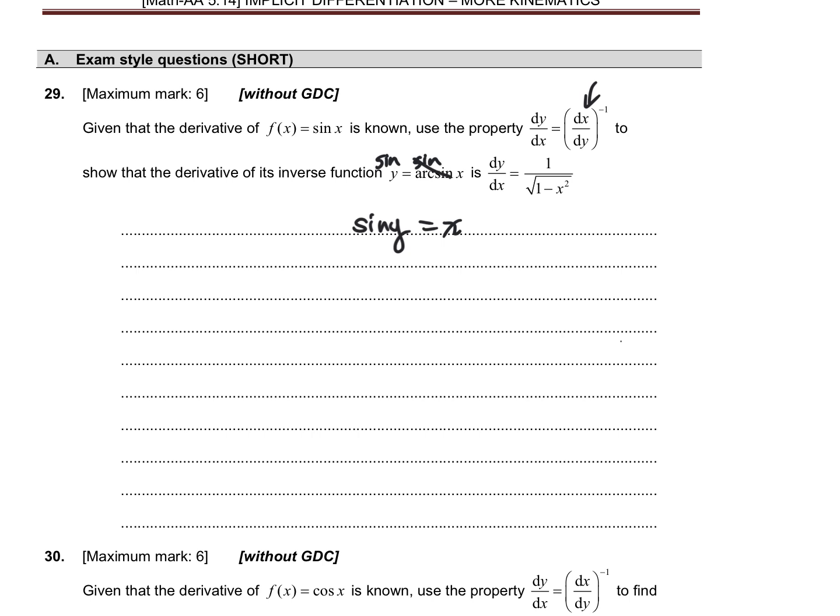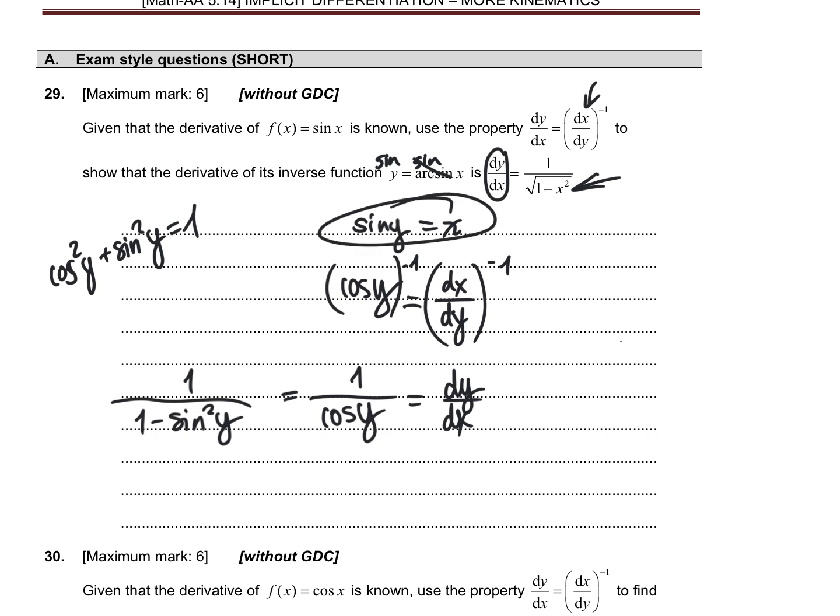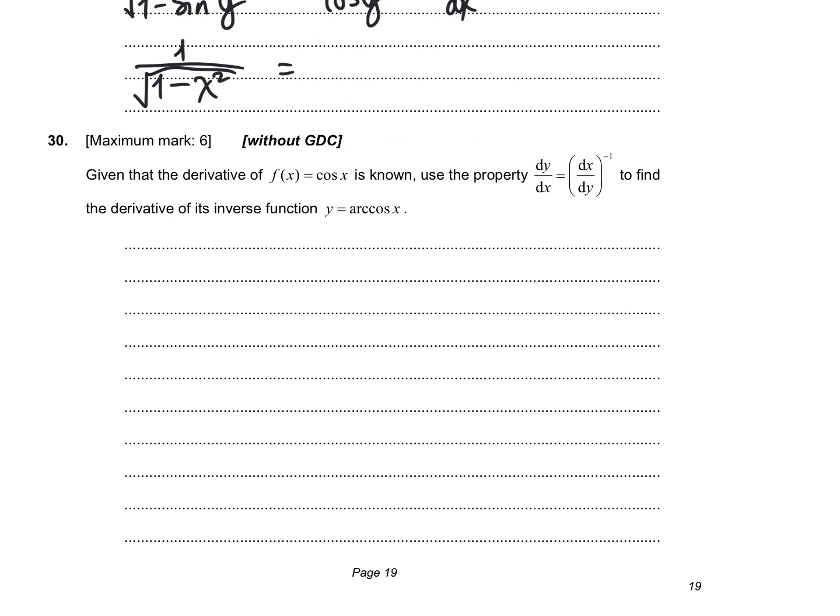And we know, so we want this, and this is, remember, cosine squared y plus sine squared y is 1. So this is 1 over the square root of 1 minus sine squared y. And we know sine y is x. So this is 1 minus x squared. Oh yeah, I forgot the square root here. So that's that. Okay, very similar to this one.